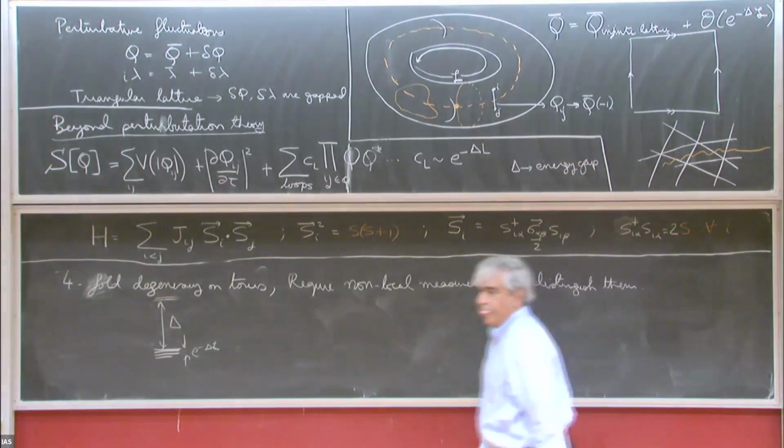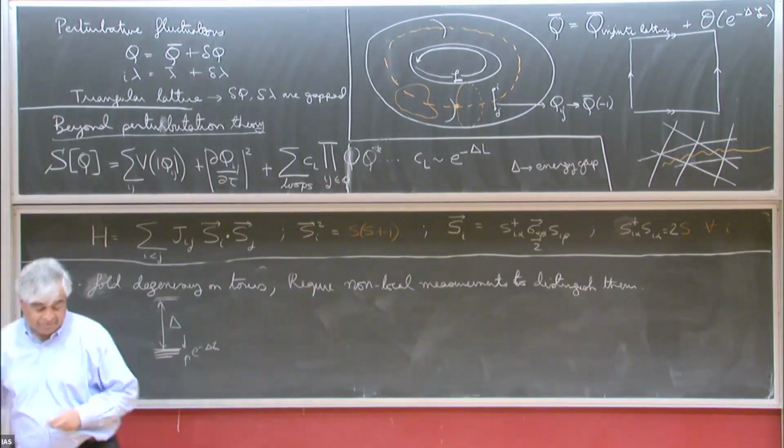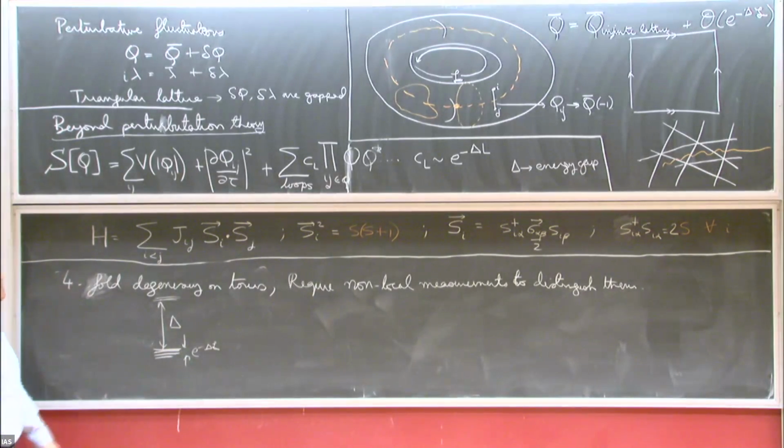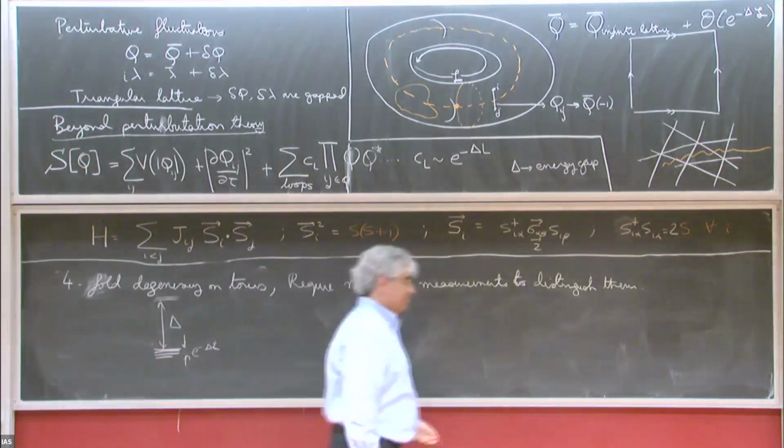Of course, these four are not enough for complete quantum computation. You need non-abelian states and so on, which people are trying to make.